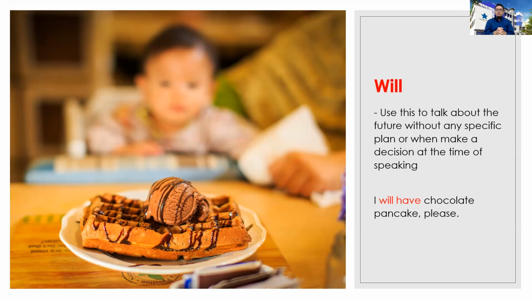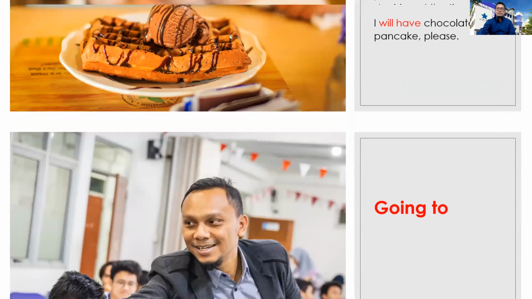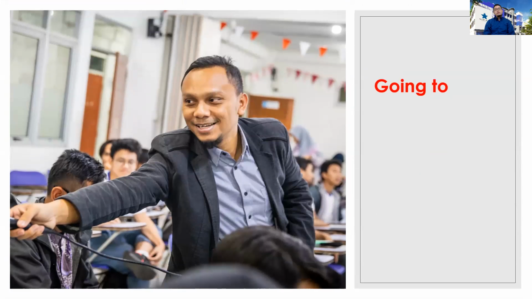Okay, so again, we use will to talk about the future without any specific plan. Yeah, so you're just deciding at the time of speaking. And the other tenses that we can use to talk about the future is going to.